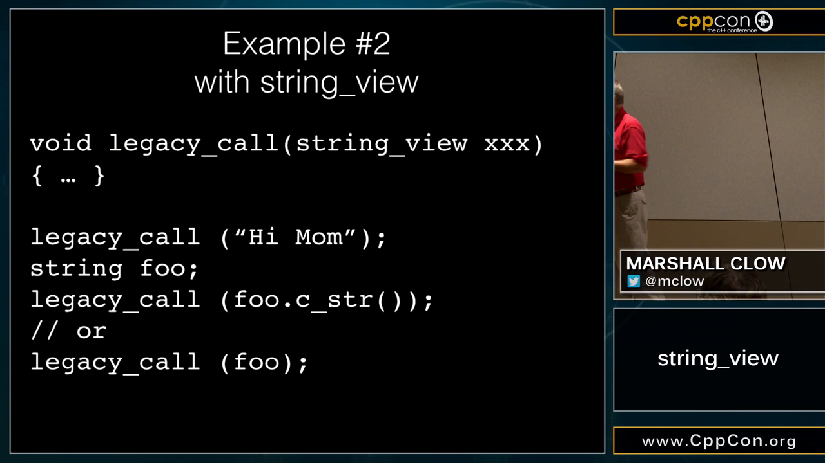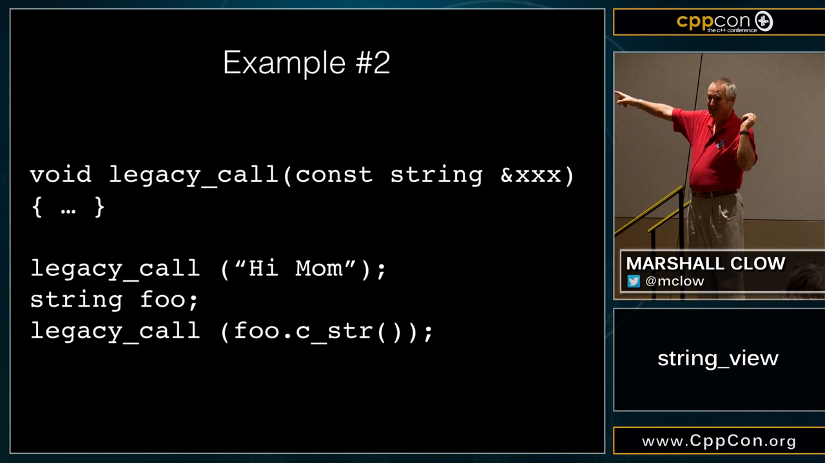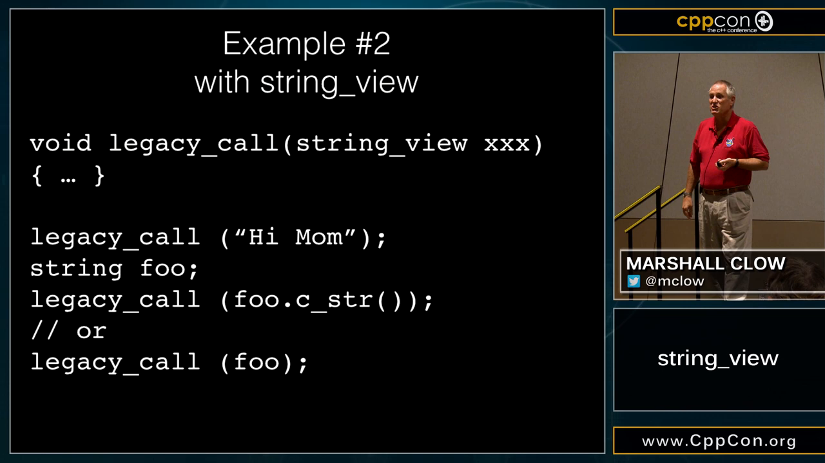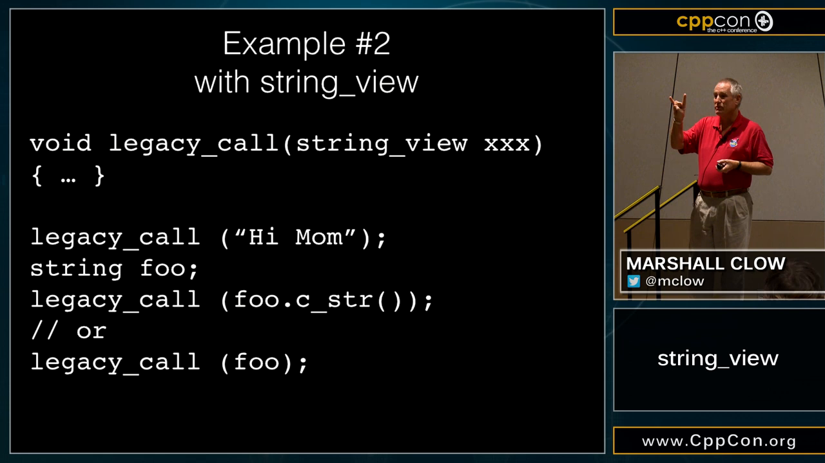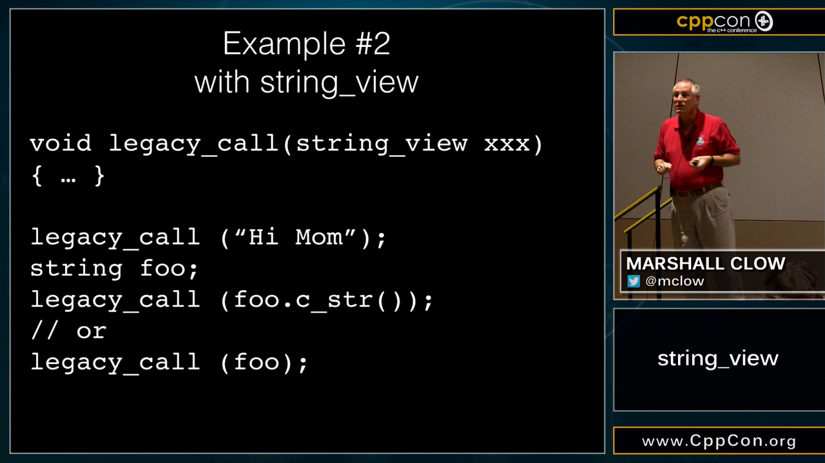And in the last case, if you just say foo, which is absolutely the right thing for this version, it's still the right thing here because there is an implicit conversion from a std string to a string view, and that's really cheap because basically it calls the two-item constructor, pointer and length. It calls data, size. Boom. No counting, no copying, no nothing.